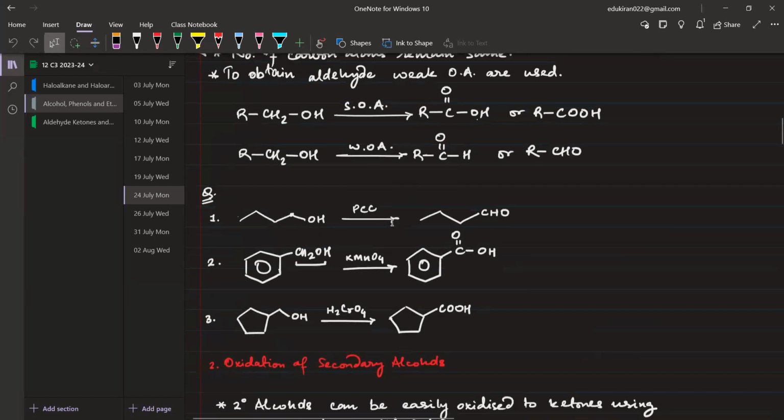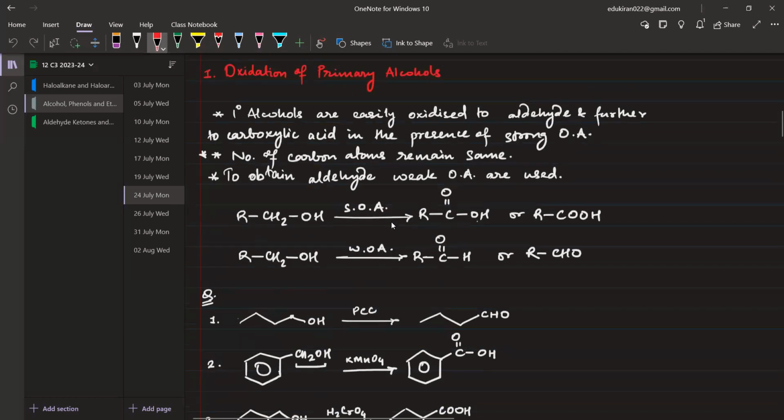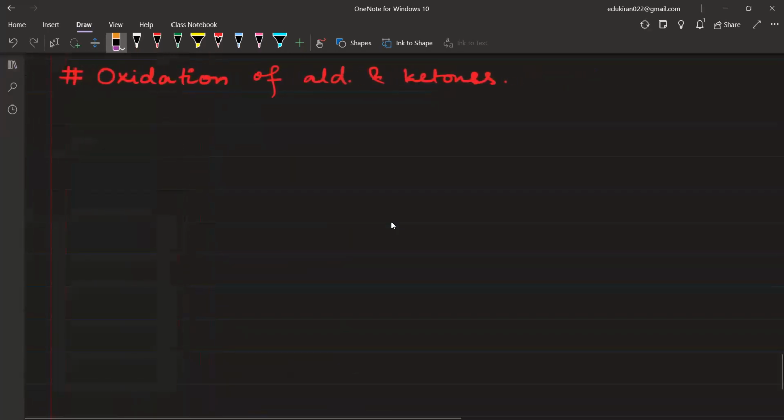Here you can see, when you have a strong oxidizing agent, it gets converted to carboxylic acid. So it happens in this way. Primary alcohols are easily oxidized to aldehyde and further to carboxylic acid. So first it becomes aldehyde, and then from aldehyde it gets oxidized to carboxylic acid.